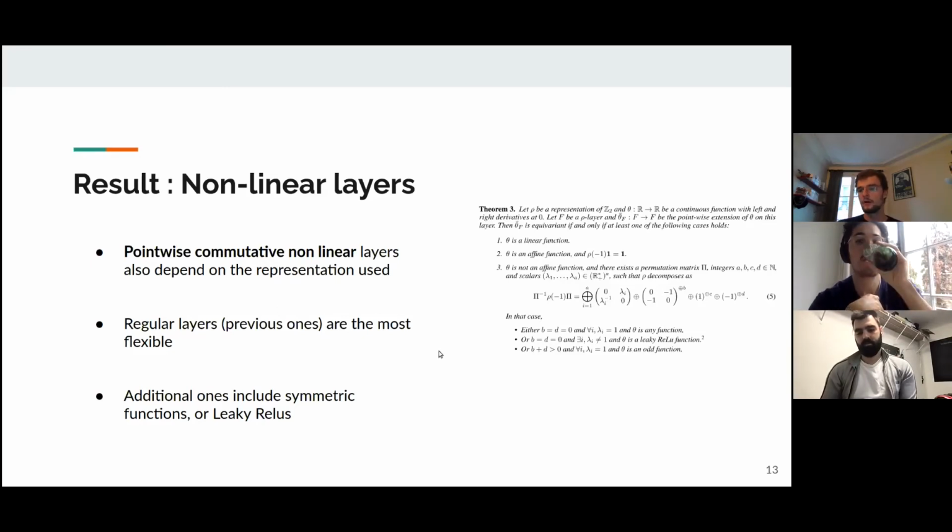And so in all cases, it's case disjunctions here, but long story short, given a group action on an intermediary feature space, you can deduce the allowable class of functions that will ensure the equivariance gets propagated through the network.